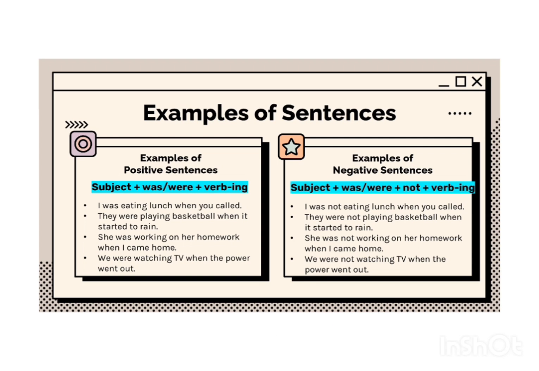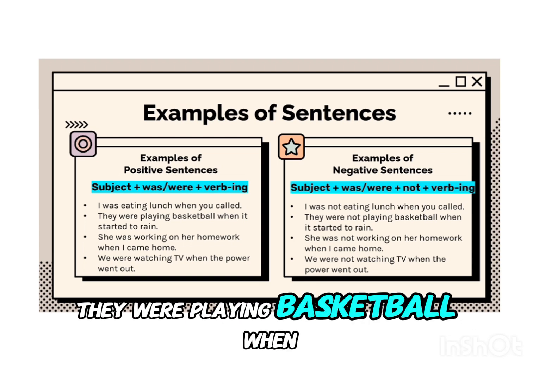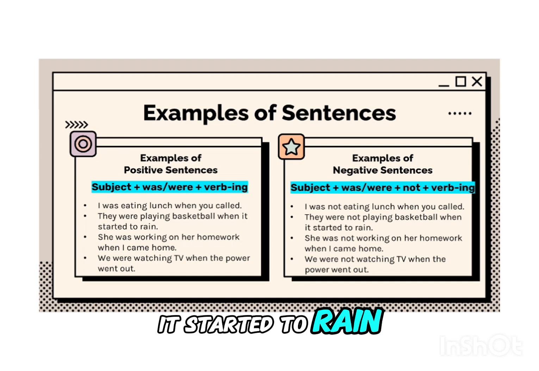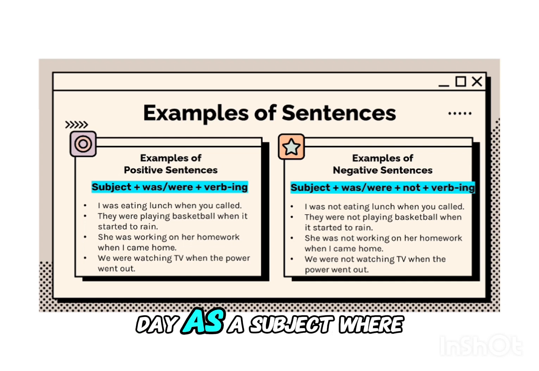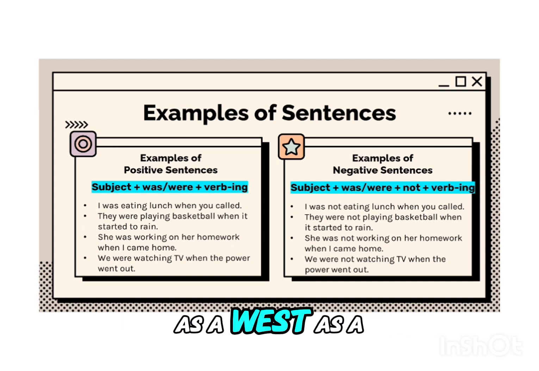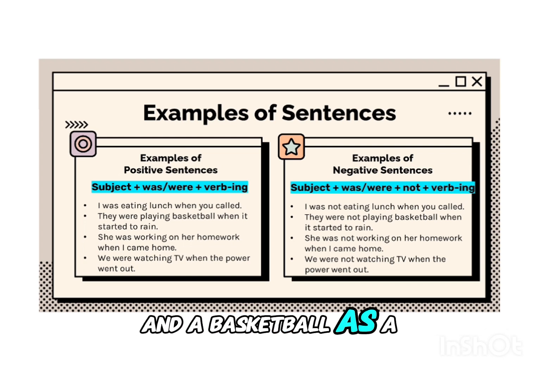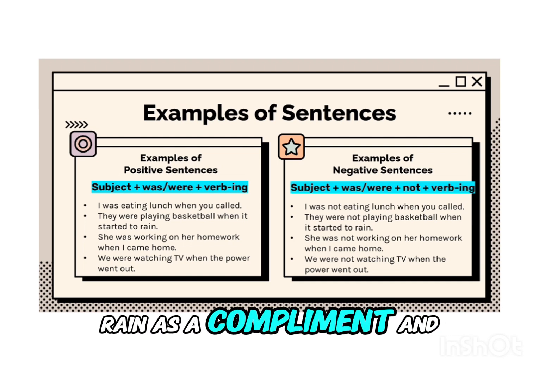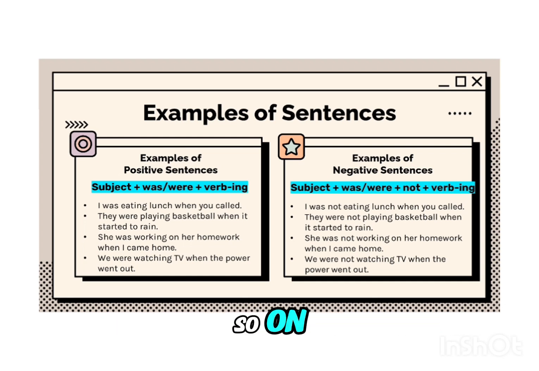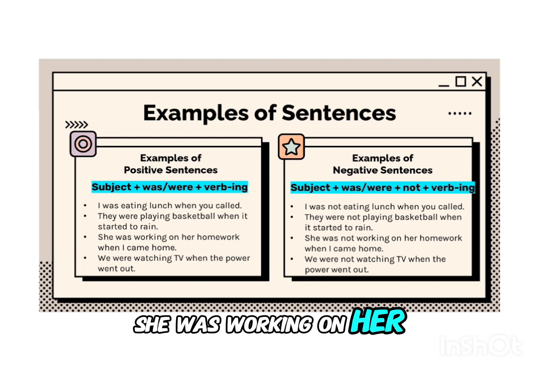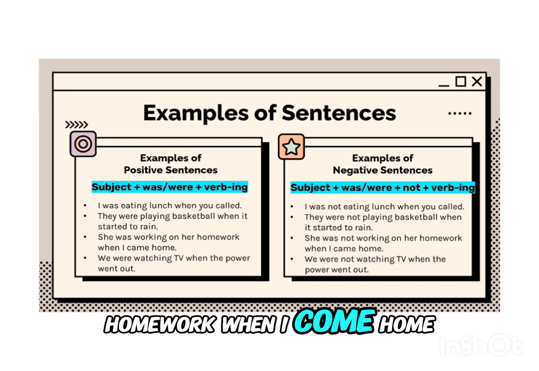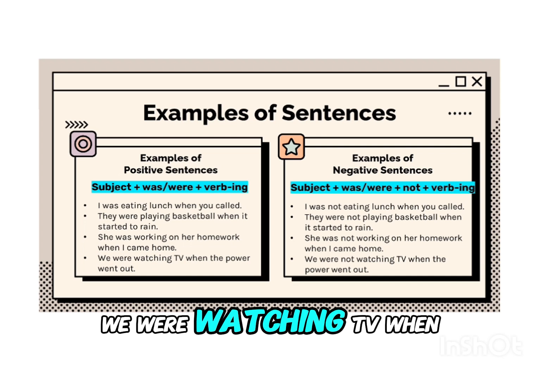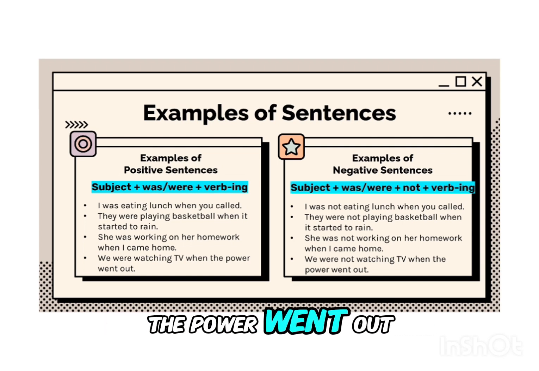And also, they were playing basketball when it started to rain. They as a subject, were as was or were, playing as a verb ing, basketball as an object, and when it started to rain as the complement. And so on. She was working on her homework when I came home. We were watching TV when the power went out.